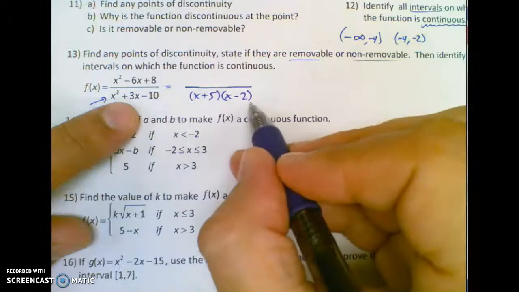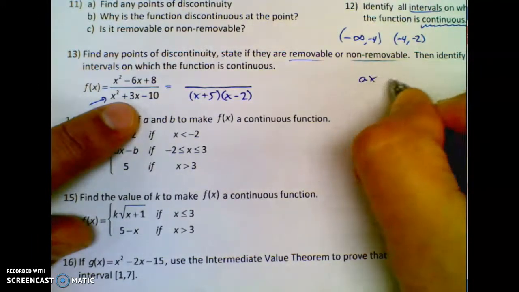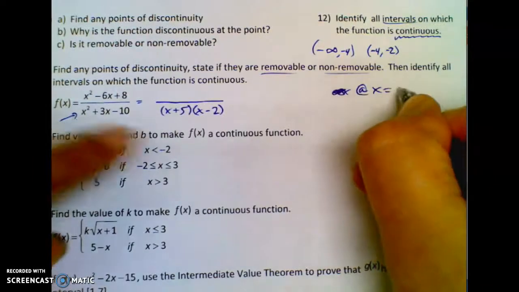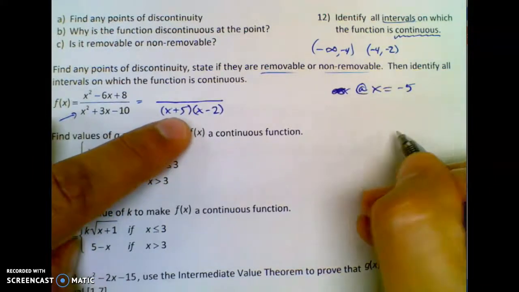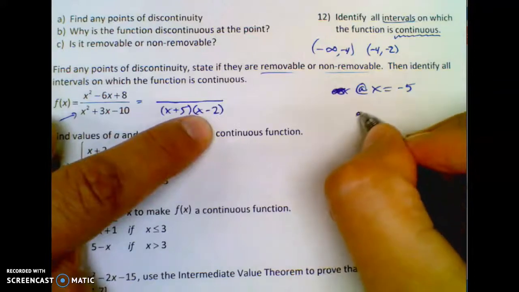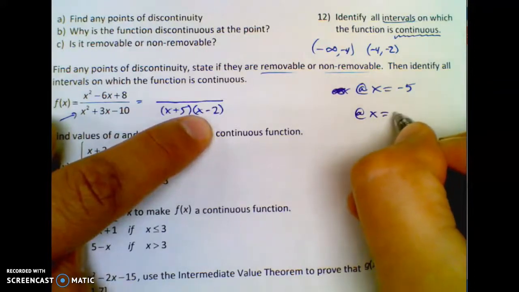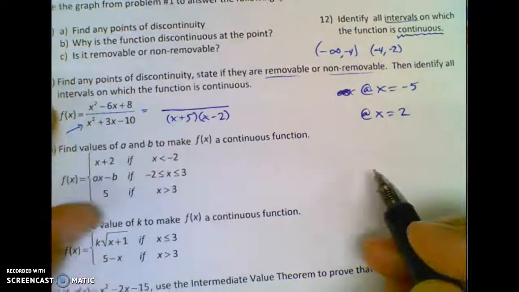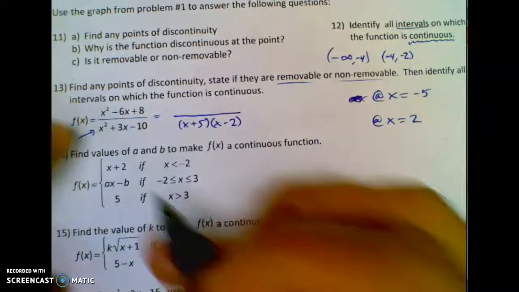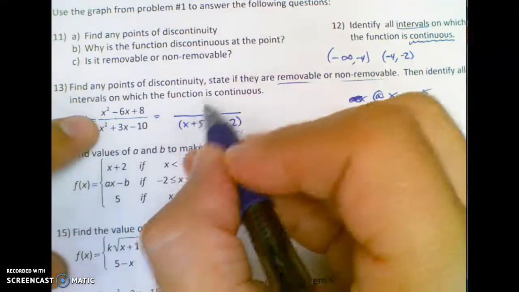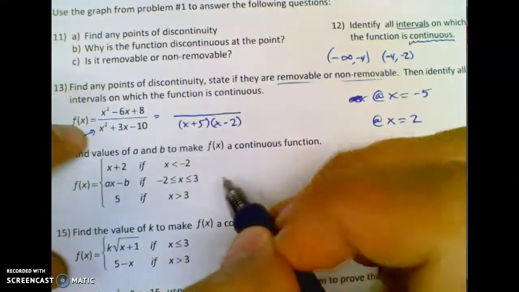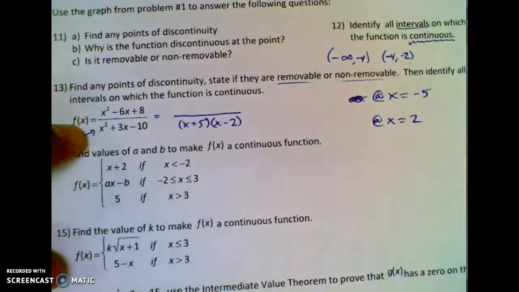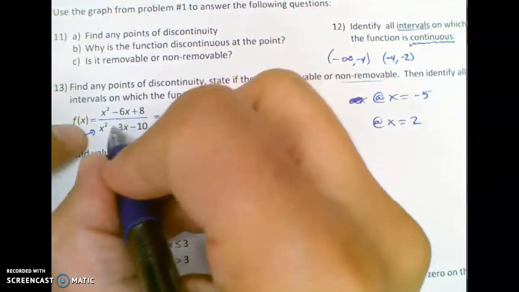So right now I'm concerned about when x equals negative 5, that's one of my bad places, and when x is 2. But I don't know right now if they're asymptotes or holes. So how do I tell? Well, if it cancels off from bottom to top, it's a hole, and if it doesn't cancel off, it's a vertical asymptote. Those are two different kinds of bad places.